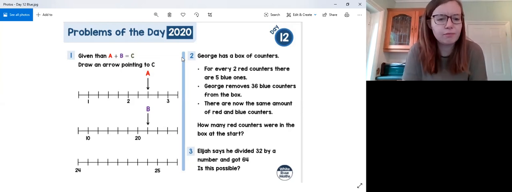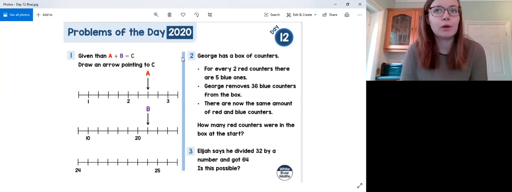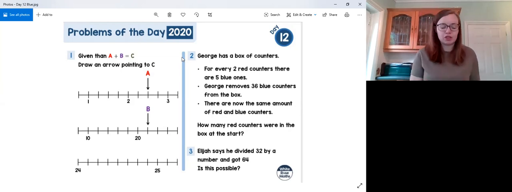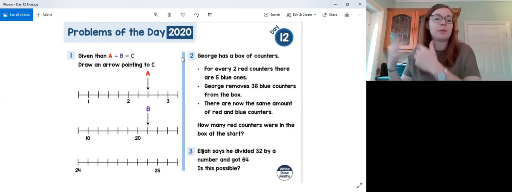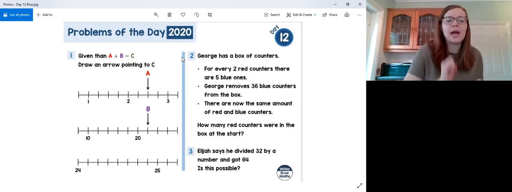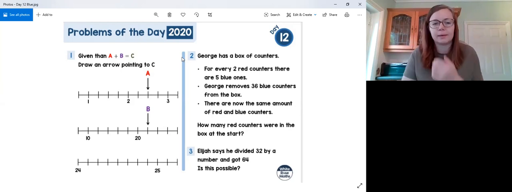Is it possible to divide 32 by something and end up with 64? Whether you think yes or no, you have to be able to explain or justify your answer. Okay, well, let's think about what we normally know about division. If I start with 32 sweets and I am dividing it by an amount of people, the number is going to get smaller because I am sharing my sweets out, aren't I?